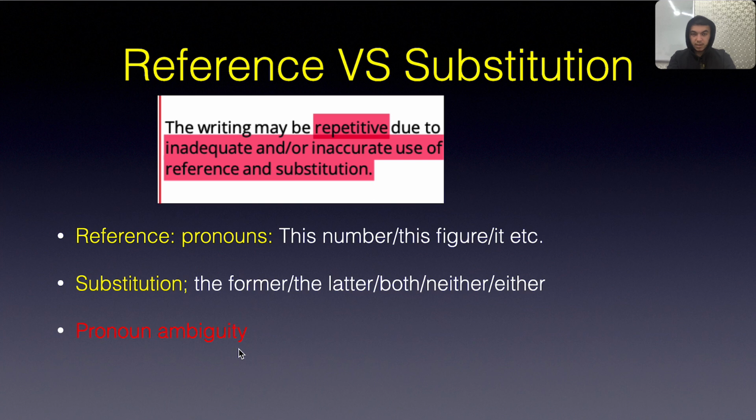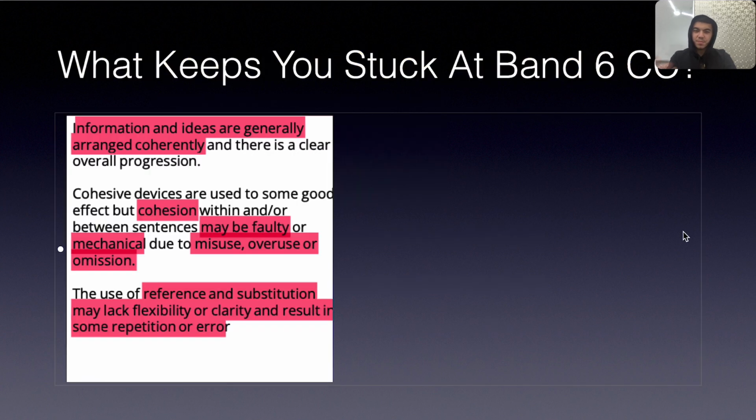Pronoun ambiguity. Pronoun ambiguity is basically pronoun problems. Ambiguous means unclear. Ambiguity means something that's unclear. Okay, so next slide. What keeps you stuck at band 6 CC?